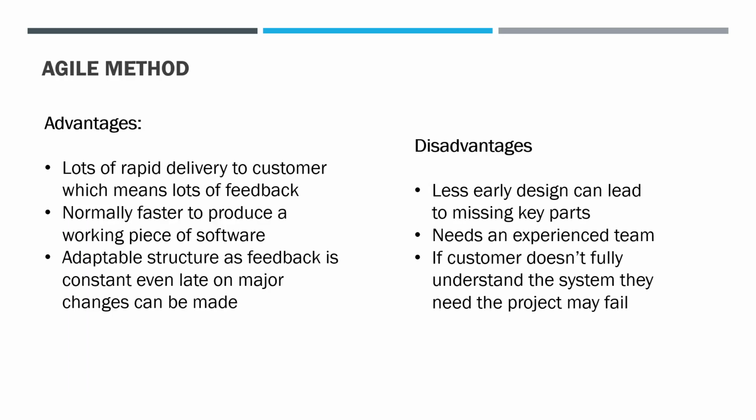But there we go. So the advantages are that lots of rapid delivery to the customer means lots of feedback. It's normally faster to produce software, and it's quite adaptable as feedback is constant. But less early design can lead to missing parts, and that's the thing really. It needs an experienced team, and if the customer doesn't fully understand the system, then the project may fail. But that could be true for all of this.